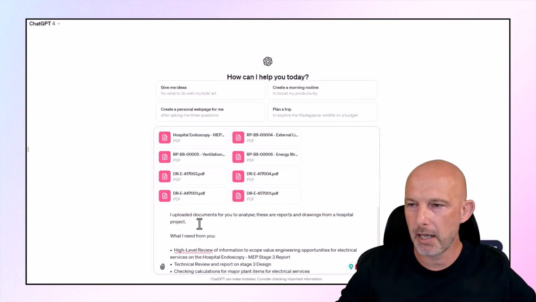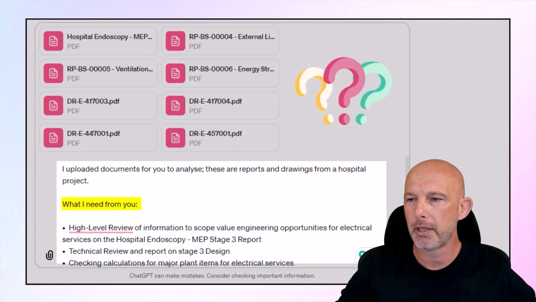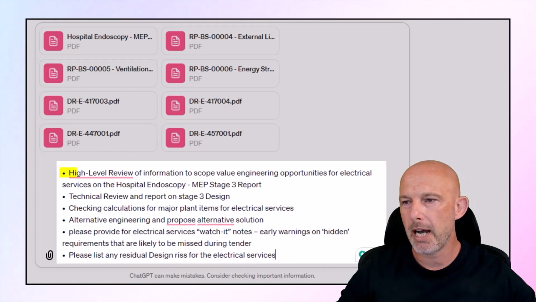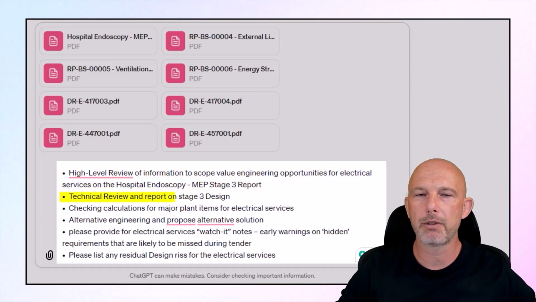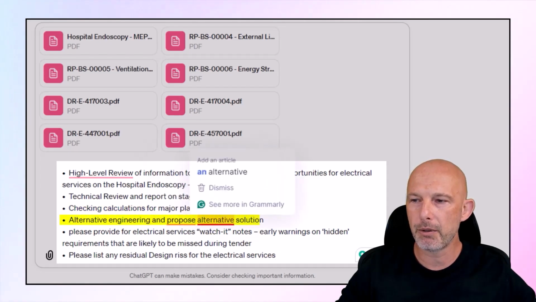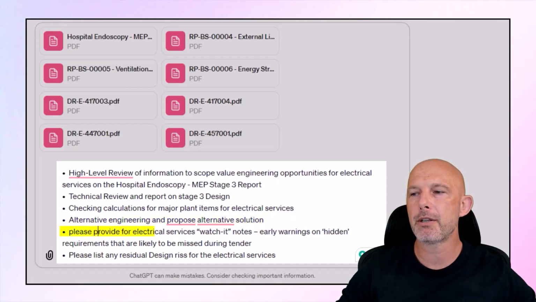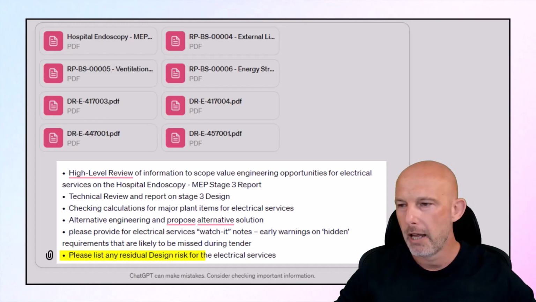This is my first prompt. I upload the documents for you to analyze. These are reports and drawings from a hospital project. What I need from you, you need to be very descriptive. High-level review of information to scope value engineering opportunities for electrical services on the hospital endoscopy MEP Stage 3 report. Technical review and report on Stage 3 design, checking calculations for major planned items for electrical services, alternative engineering and proposed alternative solutions. Please provide, for electrical services, watch-it notes, early warnings or hidden requirements that are likely to be missed during tender. Please list any residual design risk for the electrical services.